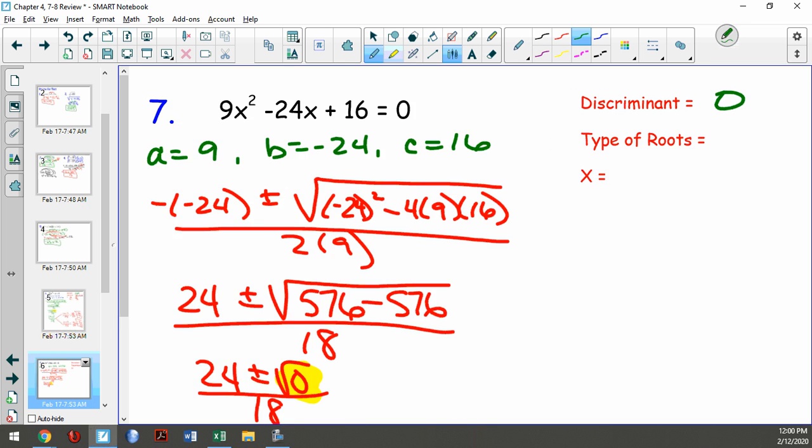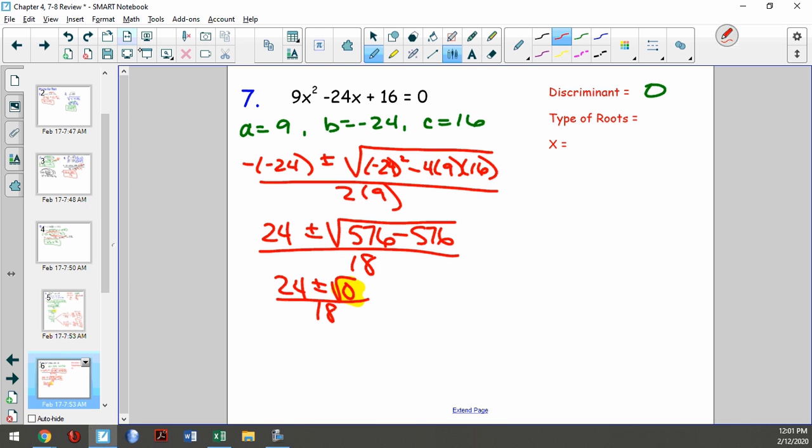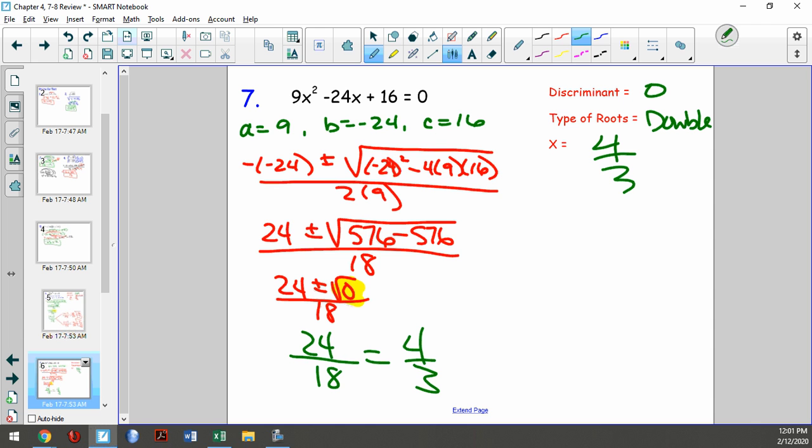So I'm going to continue on and do the rest of my problem, and I'm going to take the square root of 0, which is 0. It doesn't matter. And what does 24 over 18 reduce down to? 4/3 is my answer. So whenever I have only one answer, what type of roots do I have? A double root. Do we understand that, yes or no? Because remember, it actually is supposed to be repeated, and you write it down twice. And then that means it touches that point at 4/3 and shoots back up or shoots back down, depending on what it looks like.